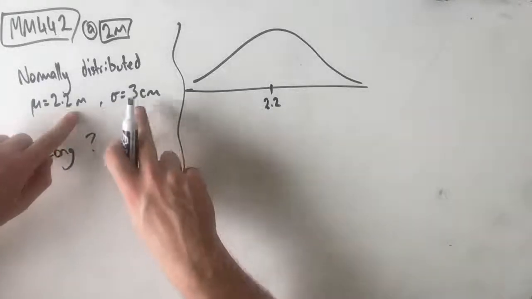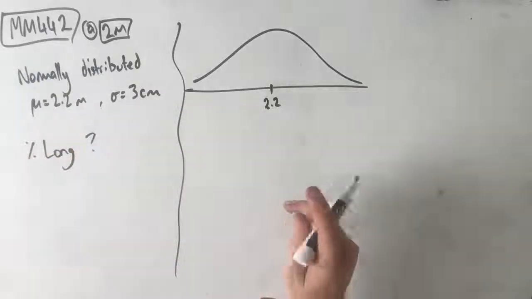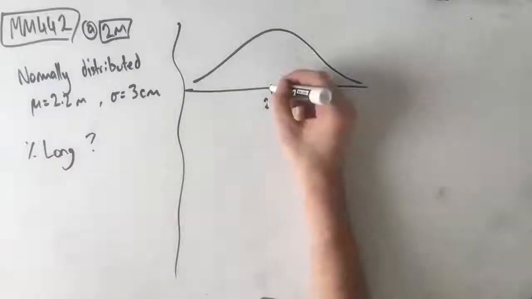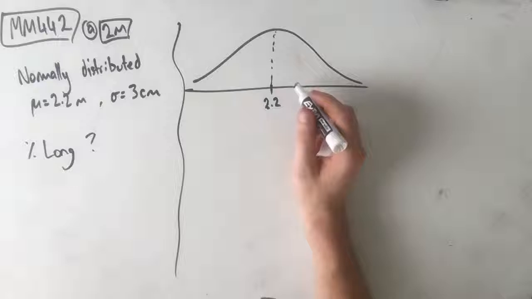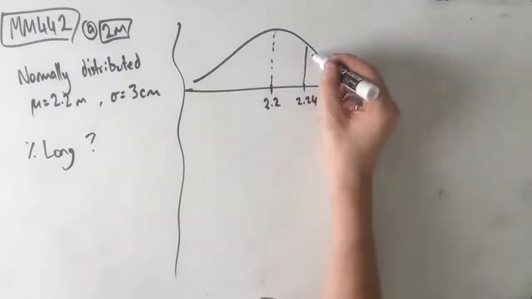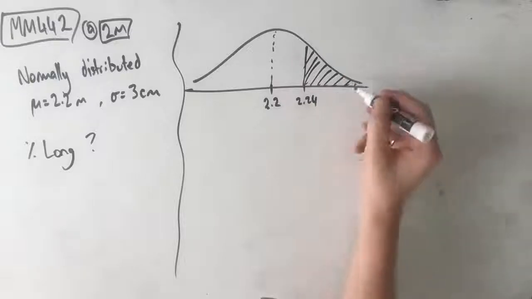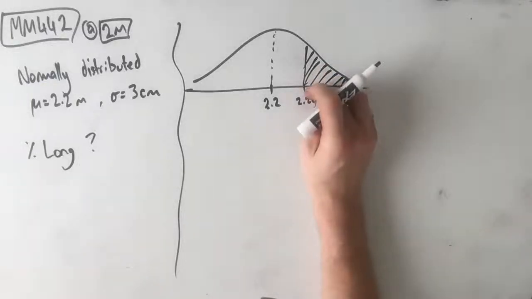Please don't get confused with meters and centimeters. They need to be in the same units, right? So from here, we know that it is long if it has a length of 2.24 meters. So let's say that we've got our 2.24 meters here, and everything above here is considered long, okay? So what we need to do is figure out the area or the probability above this point here.